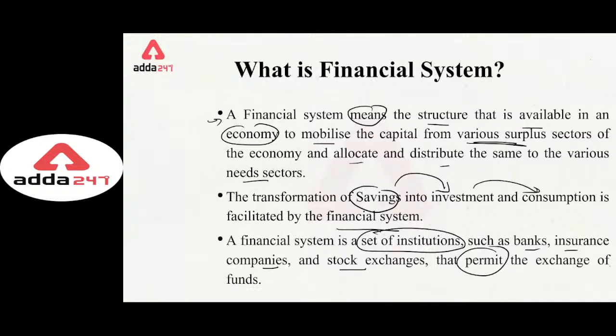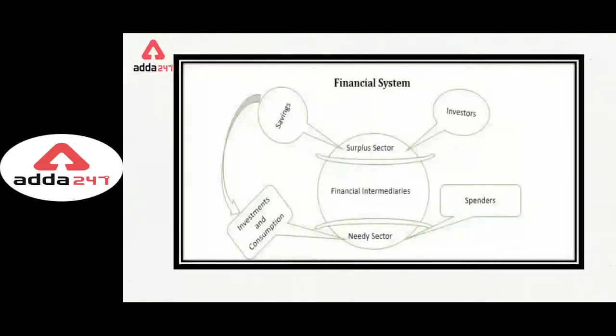Right? In that situation, we have a set of financial institutions who let us exchange funds among the people, and without risk, the needs for funds will be fulfilled. Okay, so these are the institutions which permit us to exchange funds among ourselves.